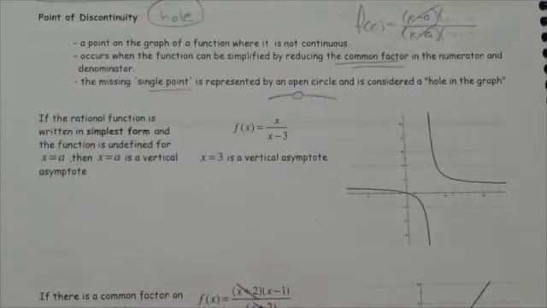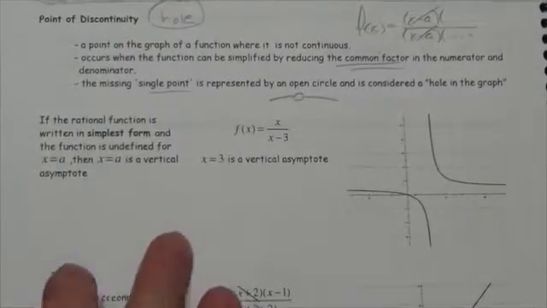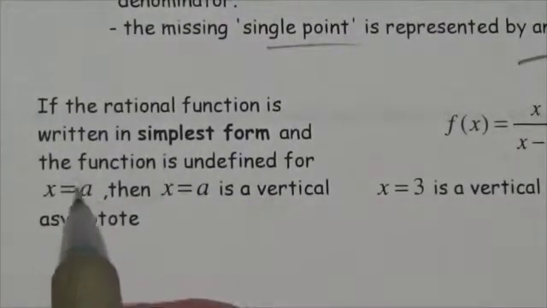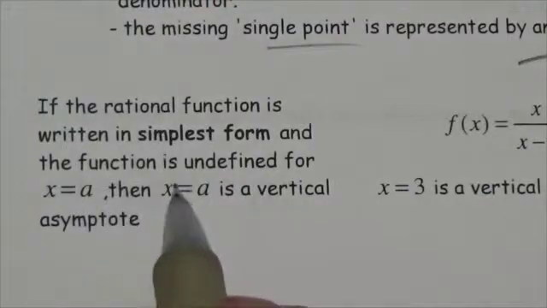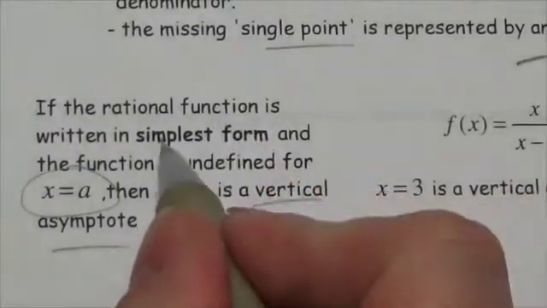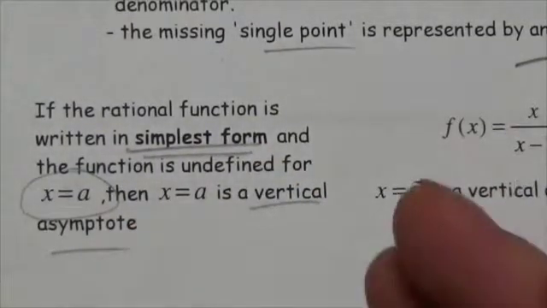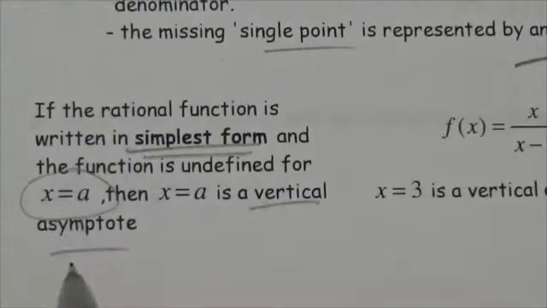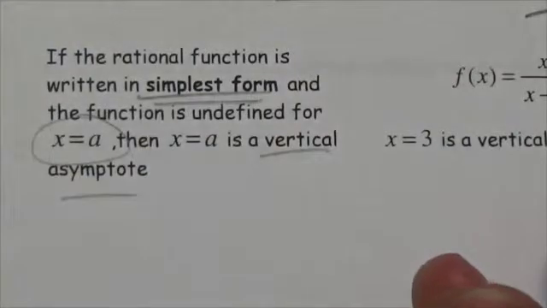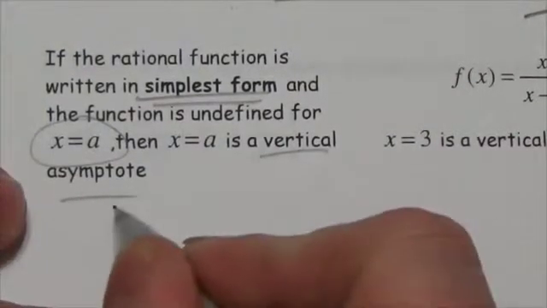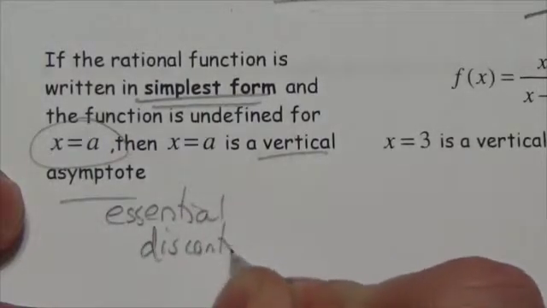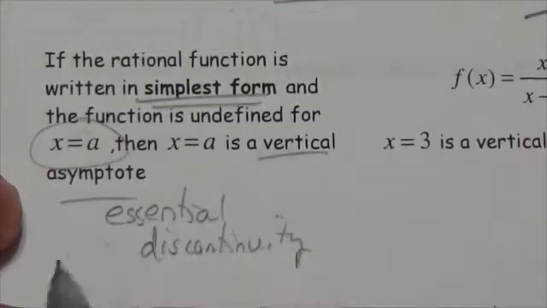Now, here's the build up to this. Okay, so we're going to zoom in again. If the rational function is written in simplest form, and the function is undefined for x equals a, then it's a vertical asymptote. So really important, two things here. It's in simplest form. So you've factored, you've canceled, and you're still getting this non-permissible value. That's a vertical asymptote. If it's in simplest form, you've eliminated everything else that's shared. Again, this is what you're left with. This is what I would call an essential discontinuity, because you are stuck with it.